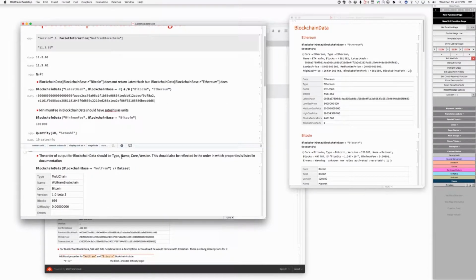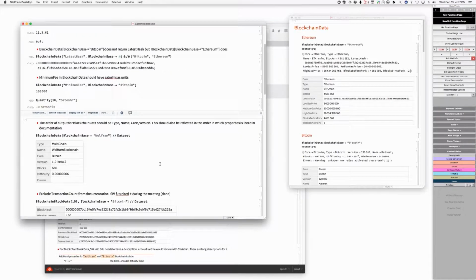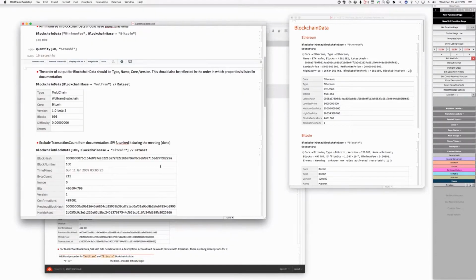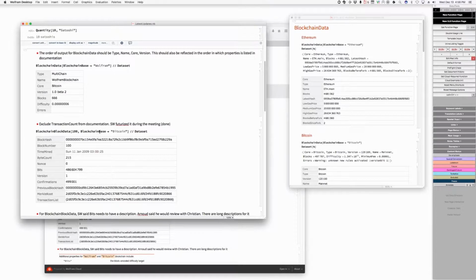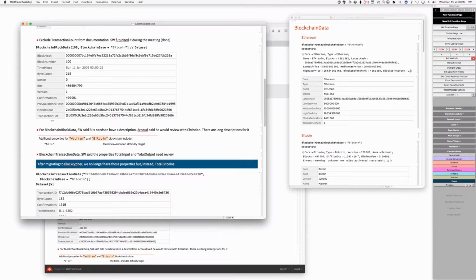The output order should be type, name, core, version. Okay, looks good. And now this is transaction count from documentation. Why was that? I can't remember. The transaction count was the number of elements in the transaction list. Yes, that's correct.